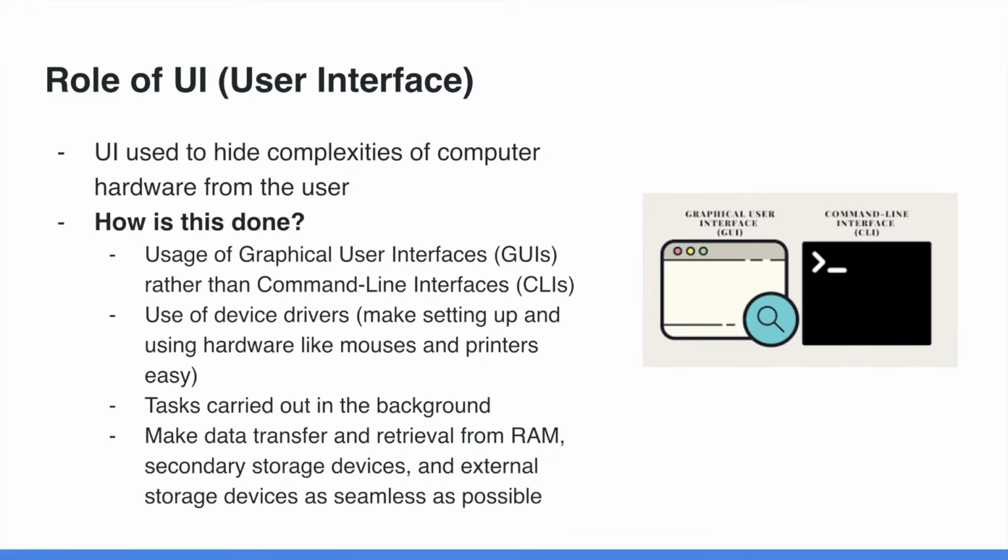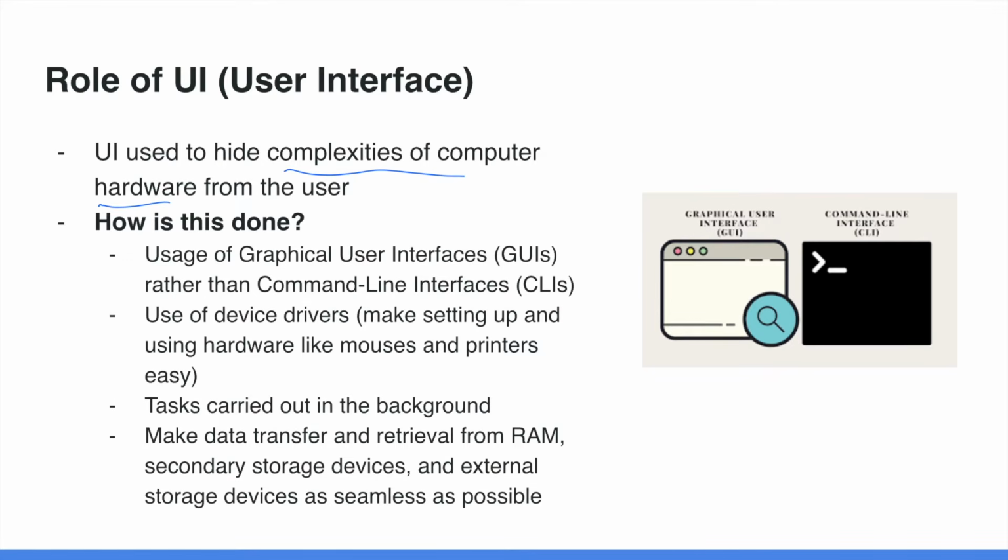Now, in this particular topic, the first concept we're going to cover is the role of the user interface. Now, a user interface generally refers to any graphical elements on a computer screen we can use to control what's going on in the computer. So think clicking, dragging, moving things around on your computer screen. These types of graphical user interface elements are used to hide the complexities of computer hardware from the user.